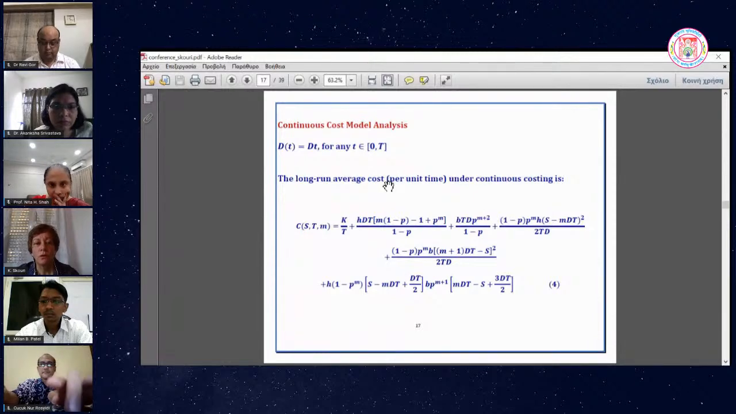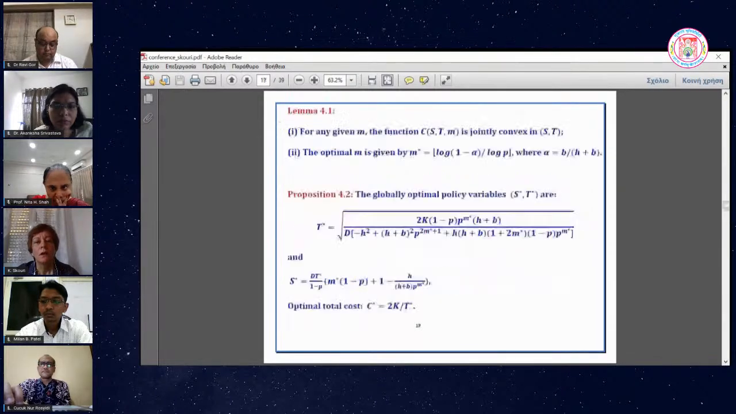According to this cost accounting scheme, D(t) has this form, and the long-run average cost under continuous costing has this form. We give some results. For any given m, the cost function is jointly convex in S and T, and the optimal m is given by this relation, where alpha is again the well-known service measure.